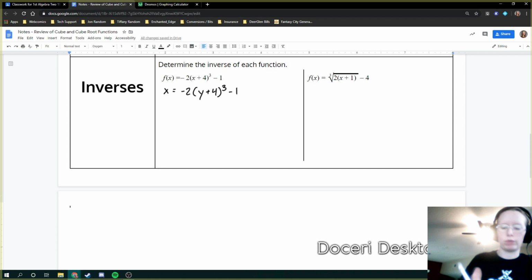So I'll solve this for y. First step, add over 1. So I'll get x plus 1 equals a negative 2y plus 4 cubed. Then I'll divide by negative 2.